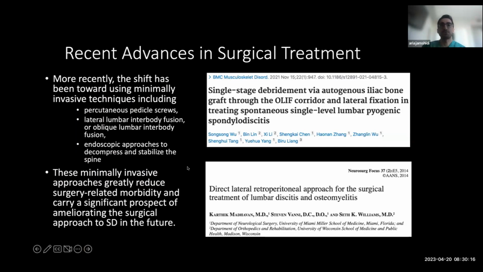Now more recently, in terms of recent advances in surgical treatment, we've seen a push towards OLIF procedures or lateral procedures. These are two papers I found, one from our own group with Karthik and Dr. Vanni. They published their series in 2014 of direct lateral retroperitoneal approach for one monosegmental disease. And then here we see a publication in 2021 describing the OLIF as another possible surgical corridor to treat these patients. And the argument obviously is this is more minimally invasive and patients can go home sooner and recover faster.